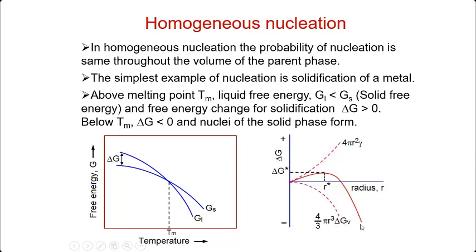So if you consider this tiny particle of the solid as a spherical particle, then the surface area would be 4 pi r square, and if gamma be the specific surface energy, that is surface energy per unit area, then the surface area contribution to the free energy change is this 4 pi r square gamma, and the volume free energy contribution is this, where 4 by 3 pi r cube is the volume of that spherical particle, right? And this is the summation of these two, the solid line that you see.